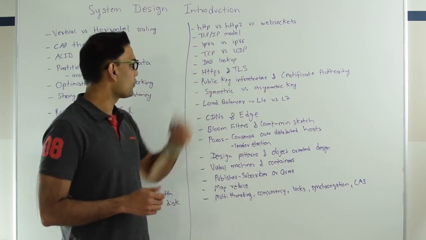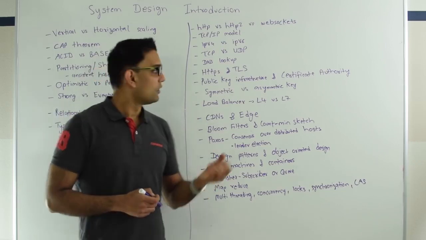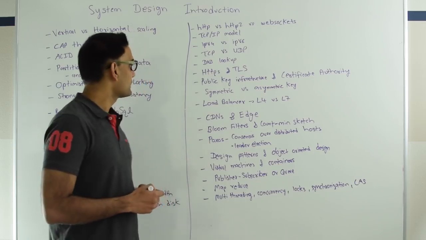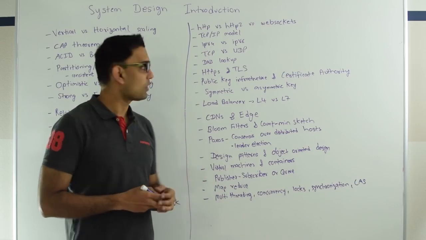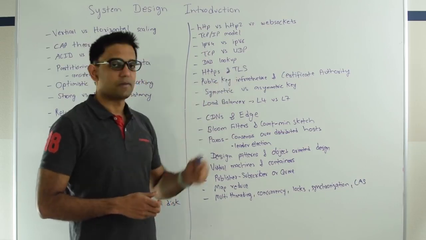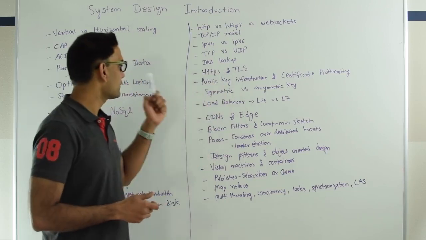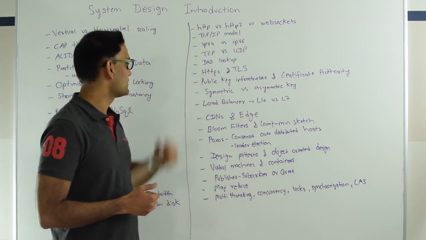Then we have TCP versus UDP. TCP is a connection-oriented, reliable connection, while UDP is an unreliable connection. So if you're streaming video, then you are better off using UDP, because although it's unreliable, it's super fast. On the other hand, if you're sending documents, then you're better off using TCP.